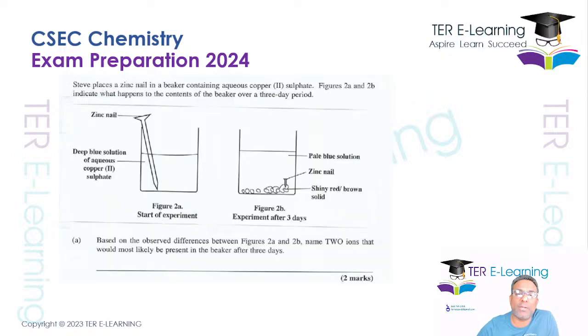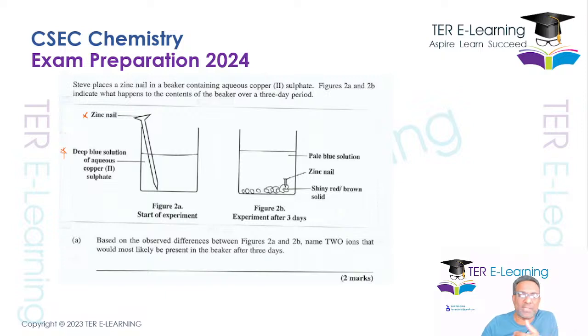My second one now. Steve places a zinc nail in a beaker containing copper 2 sulfate. So you have a zinc nail, this is the zinc nail here, and you're placing that in aqueous copper 2 sulfate.